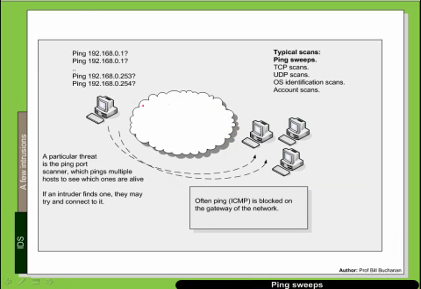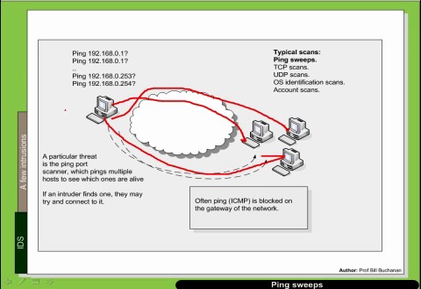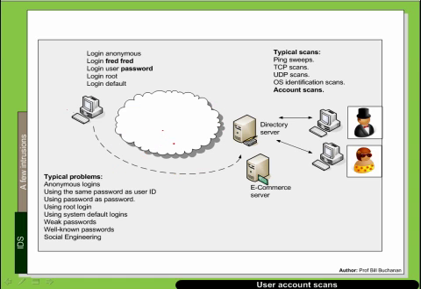Another method that an intruder might use is a ping sweep, where an intruder sweeps over all the hosts within a certain network and finds out which ones are alive or not. This is a typical type of surveillance of the network.